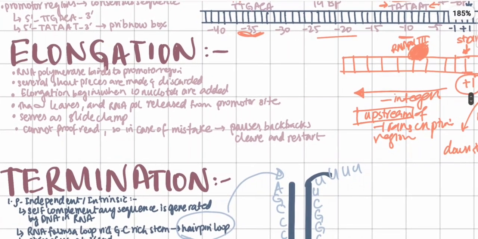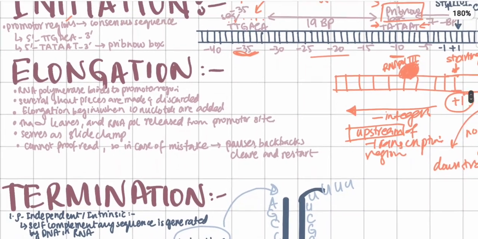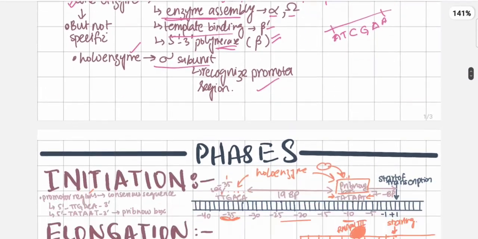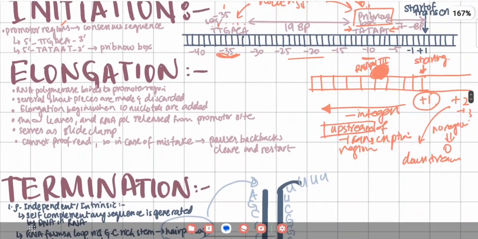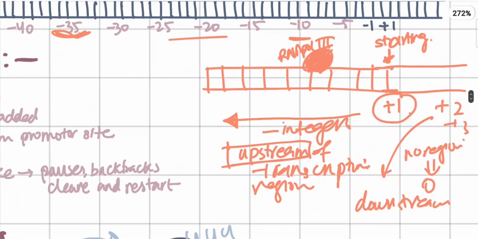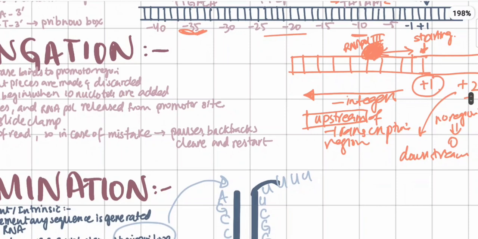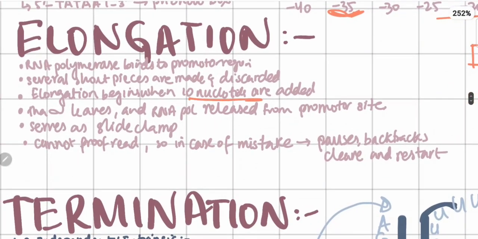RNA polymerase is going to come here and get attached. And then several short pieces of 2 to 5 nucleotides are going to get transcribed into mRNA, but they're discarded. Only when approximately 10 nucleotides are added does elongation begin.